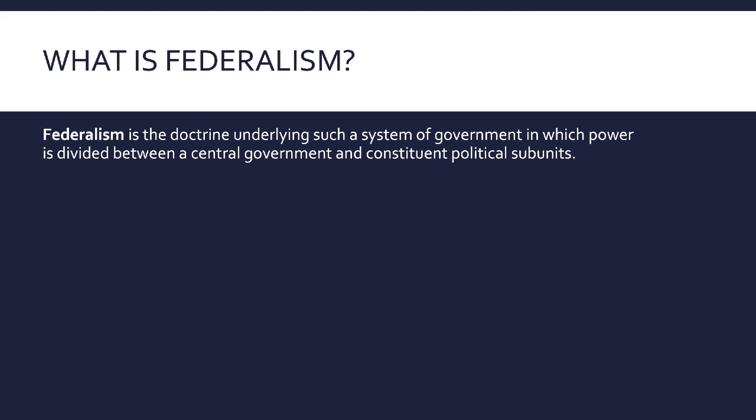Now, what is federalism? Federalism is the doctrine underlying such a system of government in which power is divided between a central government and constituent political subunits. Each subunit is assigned its own significant government powers. In order for federalism to maintain itself, it must sustain this division of power by whatever means possible, including resorting to the courts to define the proper bounds of authority. The greatest challenge to maintaining this is sovereignty.